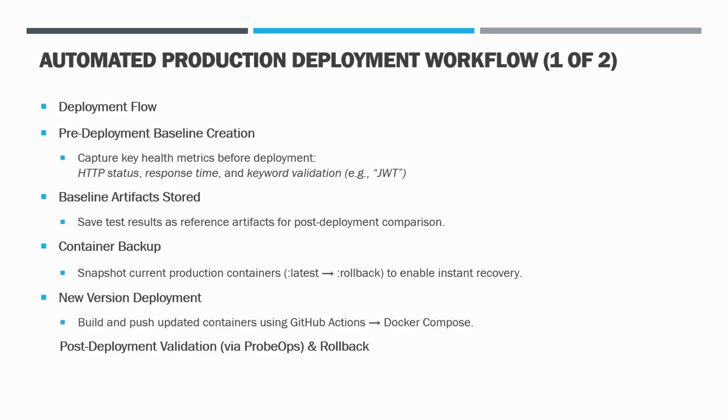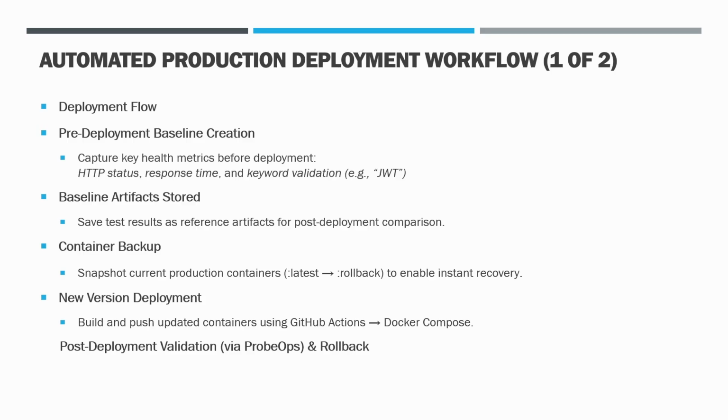So how this automated production deployment will work is we have made some changes in the workflow.yml file. We'll do a pre-deployment baseline creation using an automated query to ProbeOps that will check the HTTP status code, response time of the API, and keyword validation, like JWT in our case. We'll save these test results as reference artifacts for post-deployment comparison.